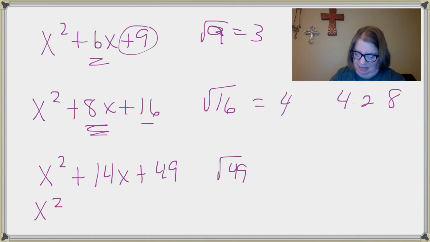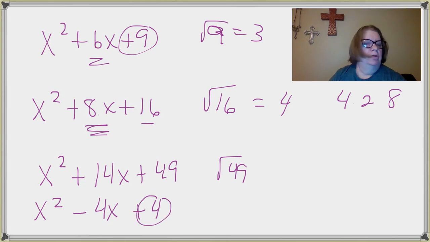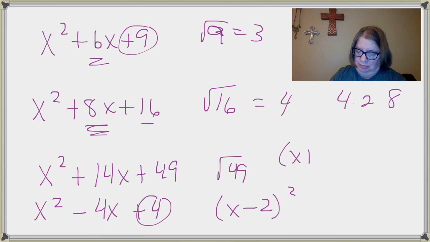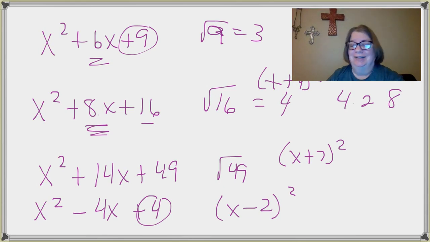You can also have x squared minus 4x plus 4. The square root of 4 is 2, and 2 times 2 can be negative 4 if you do, so you can also have perfect squares like this. So this would be x minus 2 squared. This one would be x plus 7 squared. This one would be x plus 4 squared. Those are perfect square trinomials, and that's kind of where complete the square comes from.